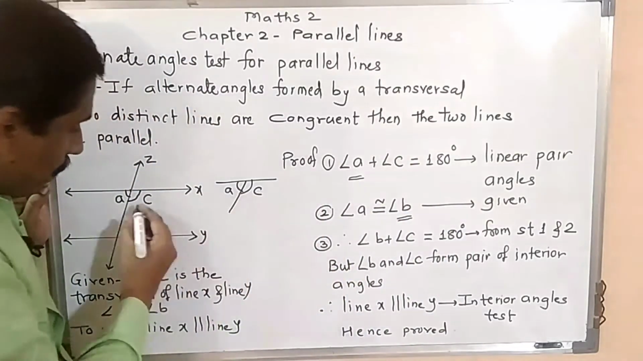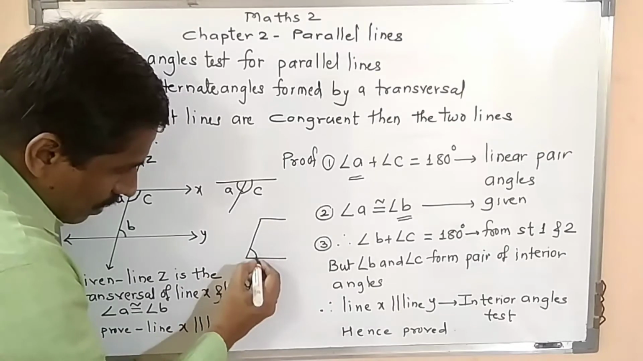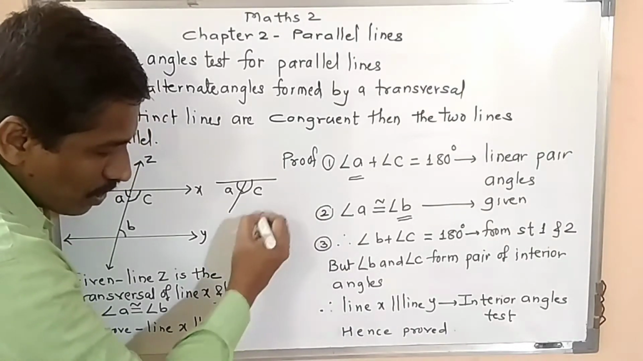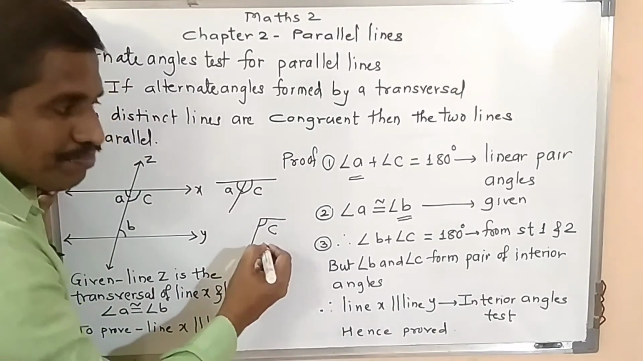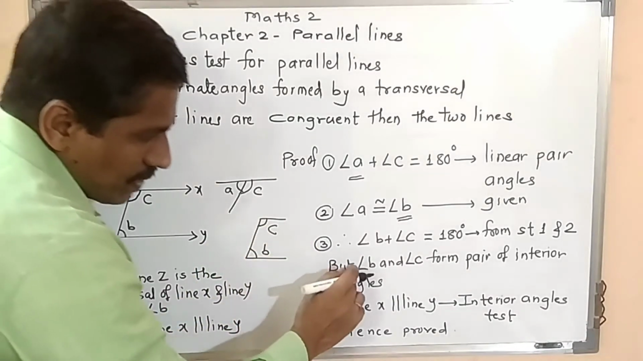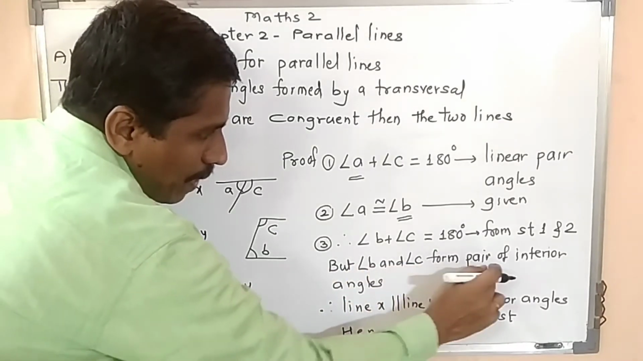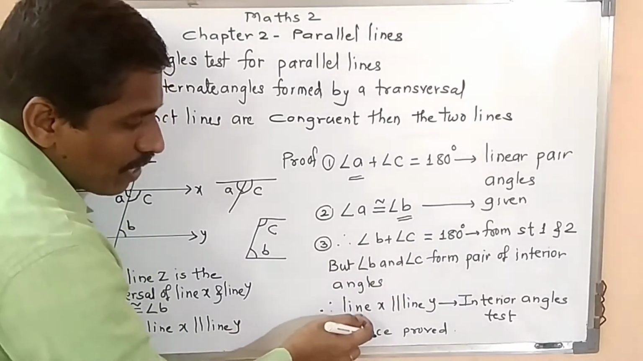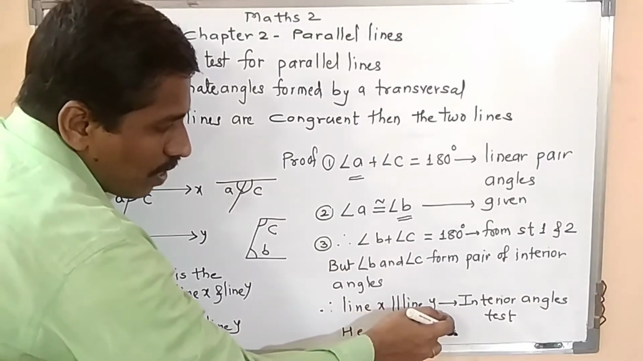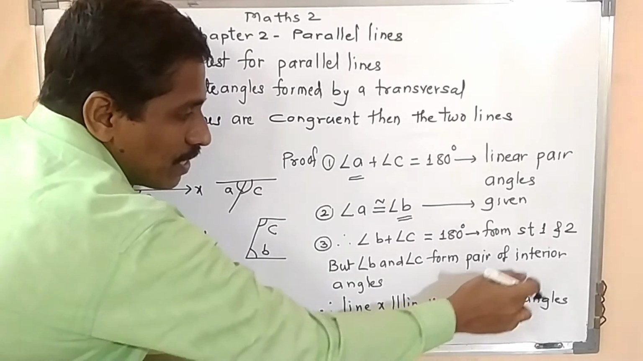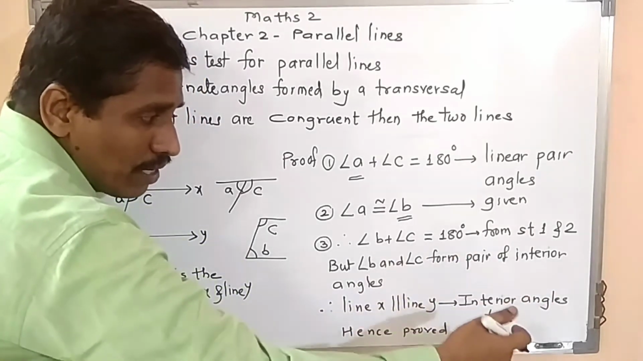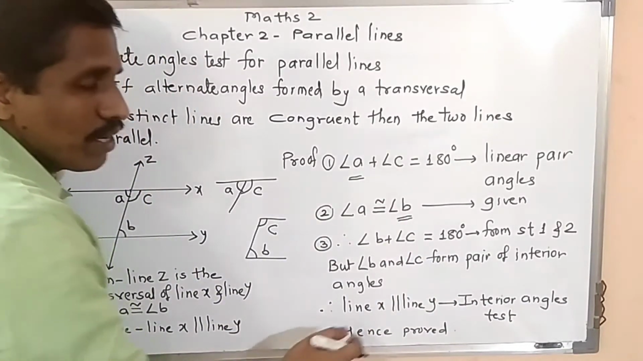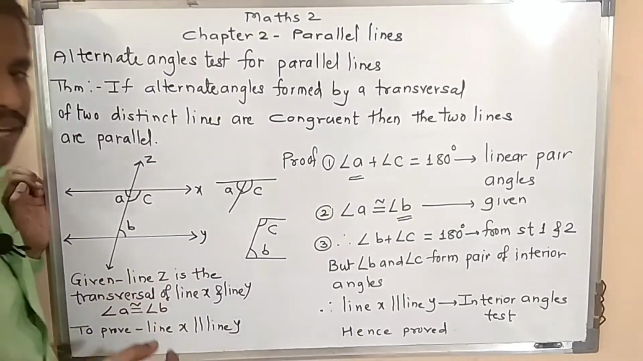But angle B and angle C, look at the figure. This is angle B, this one is angle C. They form a C shape. It means they form interior angles. Angle B and angle C form a pair of interior angles whose sum is 180 degrees, and therefore line X is parallel to line Y. The reason for this is the interior angles test. As we have proved earlier, if interior angles are supplementary, lines are parallel. Hence, we have proved the alternate angles test.